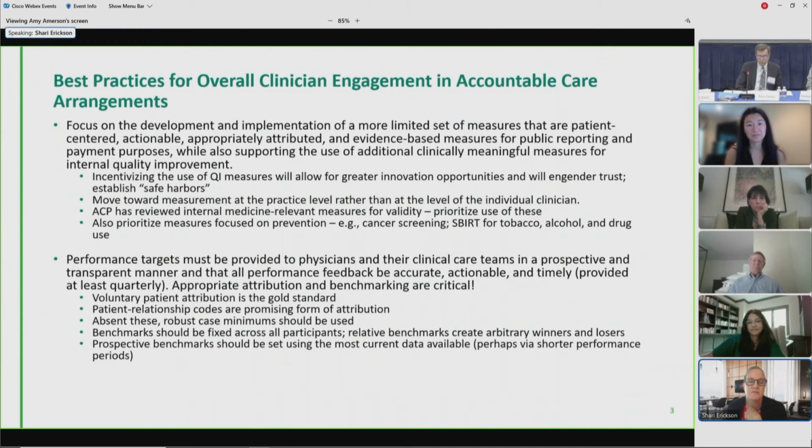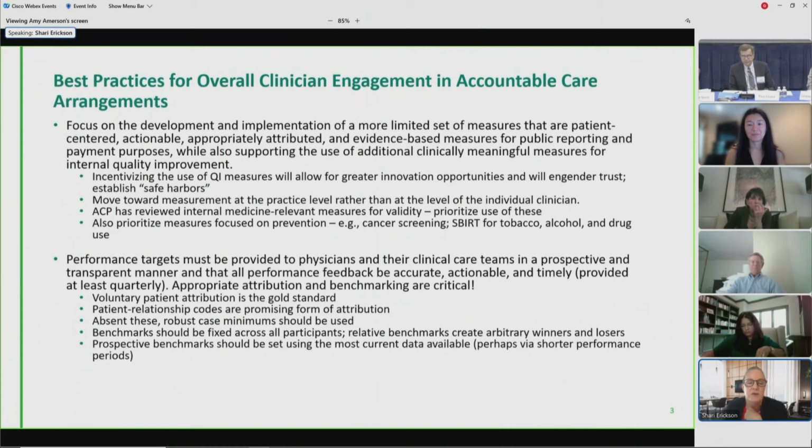The measures really need to be focused on a more limited set that are truly patient-centered, actionable, appropriately attributed, and evidence-based for these public reporting and payment purposes. But we also need to find mechanisms to support the use of clinically meaningful measures for internal quality improvement. Incentivizing the use of QI measures will allow for greater innovation opportunities and engender trust, which I know came up earlier as well. There need to be some safe harbor opportunities for practices to engage in innovative approaches here. And we do need to move, and that will take some time to evolve us to that place.